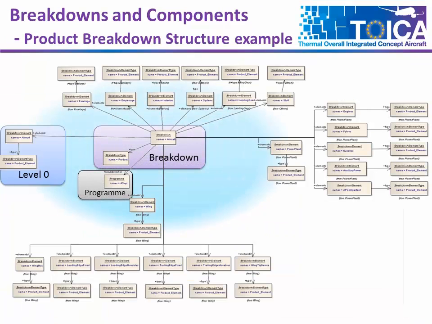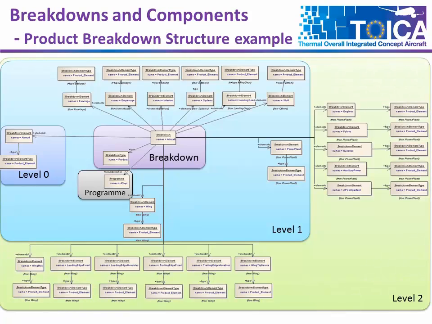This slide shows a simplistic example of an aircraft product breakdown. The details of the names are not important, but what it is showing is that there are many product elements in a product breakdown, and it implies a multi-level structure, though the breakdown element usage objects are not shown on this diagram for clarity.